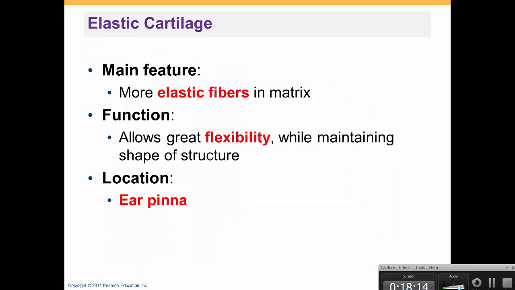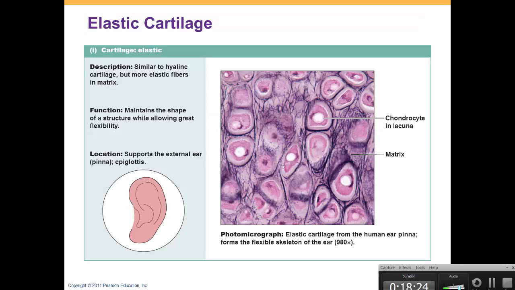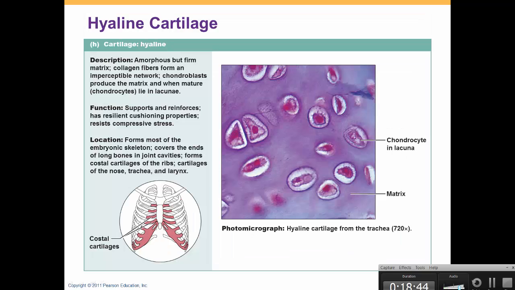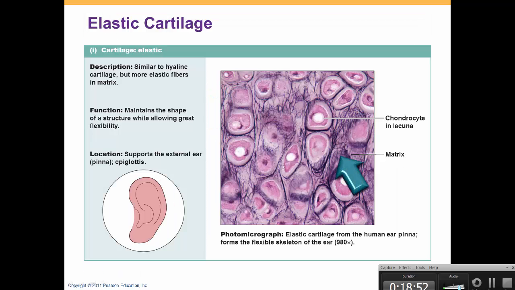Next is my elastic cartilage. We have a lot of elastic fibers, and this is in the places where you need a lot of flexibility, like your ear pinna. So here's your ear pinna, and as you can see, we have special staining here that stains elastic fibers, and we have chondrocytes inside the lacunae. So if you compare this one to the previous one, look at that glassy appearance here, and look at this appearance where you can see the elastic fibers.